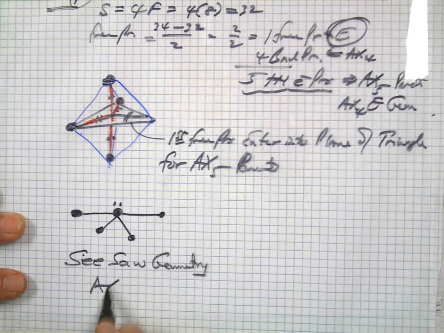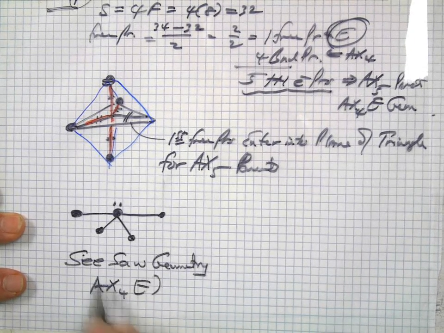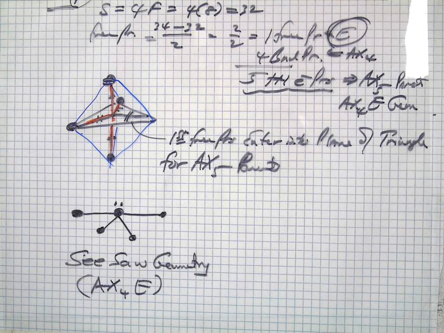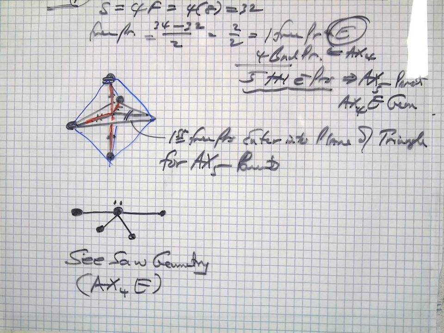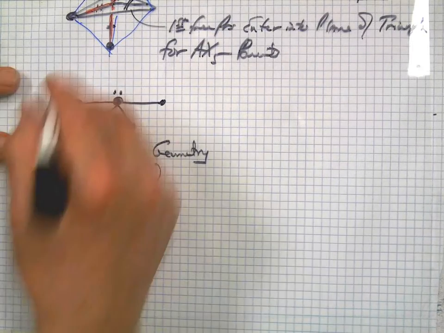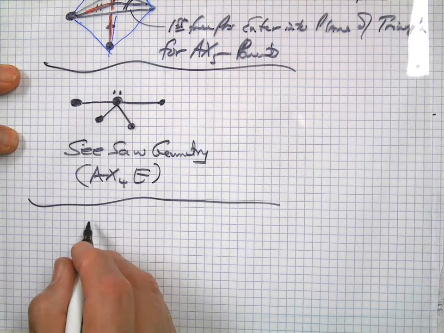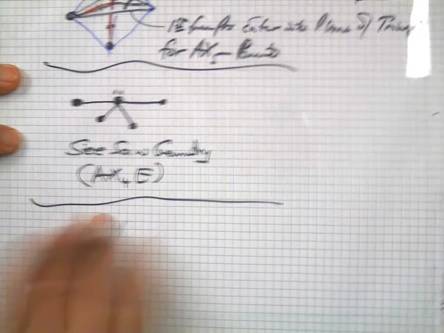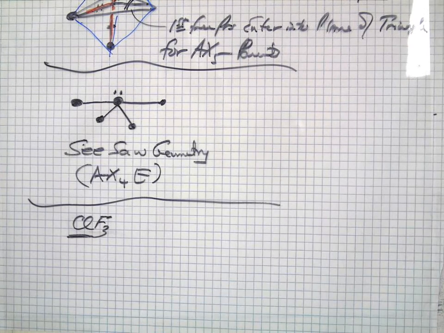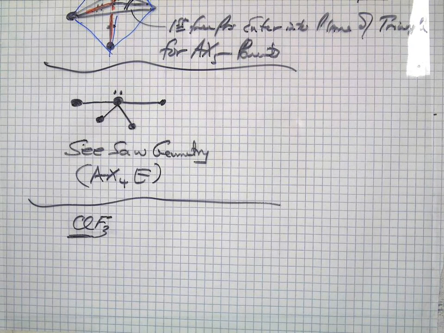Seesaw is an AX4E geometry from an AX5 parent. The T-shape, yeah, ClF3 would be the next one. ClF3, chlorine trifluoride.